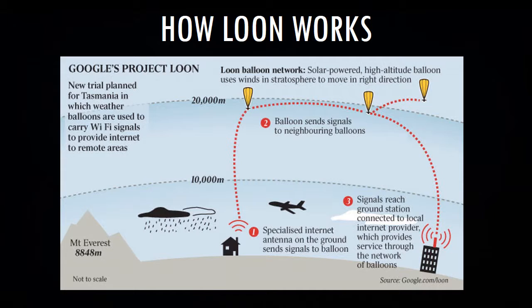So how does Loon work? Loon can work in two ways. The first is that it can send signals directly at the user's house, or second, it can send signals at the internet station which is at the ground level. First of all, the internet signals are sent to the balloon. Now one balloon will send signals to the other, and the cycle will go on and on. And at the end of the cycle, the last balloon will send signals at the ground.